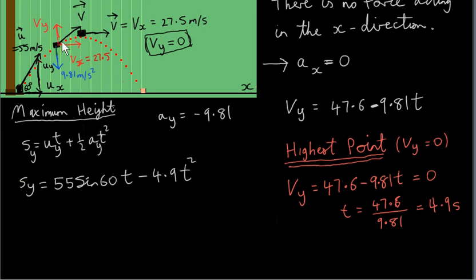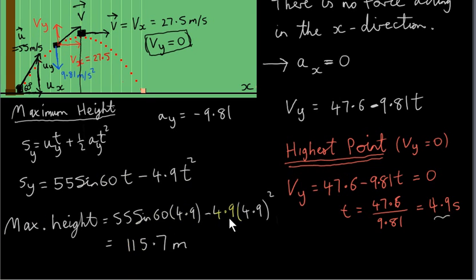Sy is the height of the particle, or the y value of the position of the particle. So in particular here, we want to find the height of the particle when it reaches its maximum height. We want this distance here. We know the time taken for it to reach its maximum height, 4.9, so we just plug 4.9 into this. Working this out, we get 115.7 meters. By the way, it's a coincidence that this 4.9 happens to equal this 4.9 here.